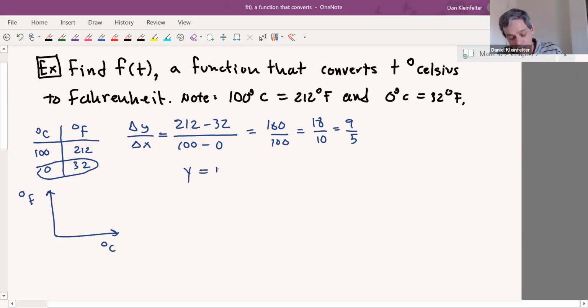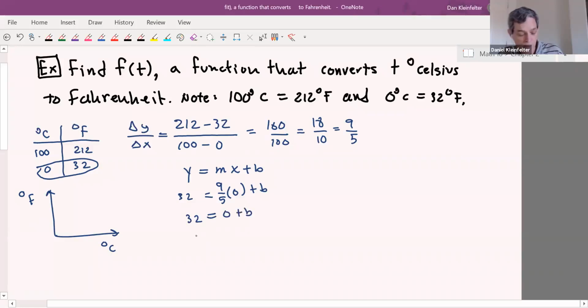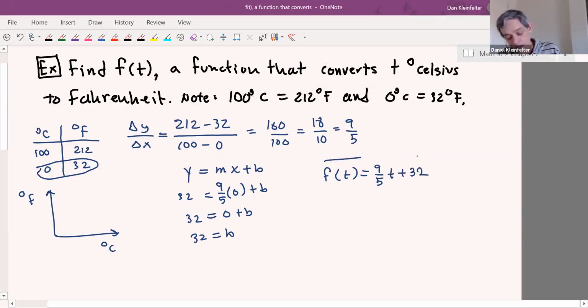I'm going to put down the pattern, though, just so we can see how it works out. Our slope was 9 fifths. We know when x is 0, we should have a y of 32. So 32 is 0 plus b. So 32 is our b. So f of t, then, is 9 fifths t plus 32. There is a formula that will turn degrees Celsius into degrees Fahrenheit.